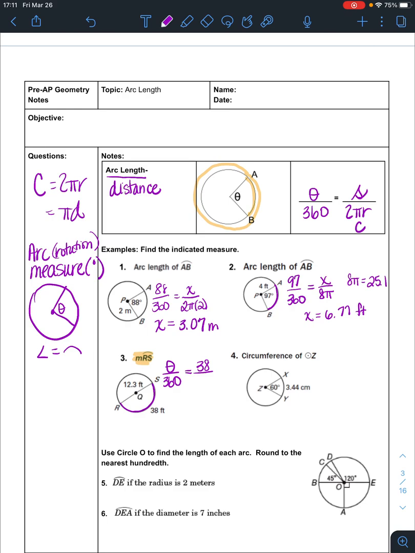The arc length is 38 divided by the entire length around, given that the radius is 12.3. So it'd be 2 times pi times 12.3. So I would do 38 times 360 and divide that by, now when you divide, be very careful with this. If you type this all in at the same time, then you need to type in 38 times 360 divided by 2 times pi times 12.3.